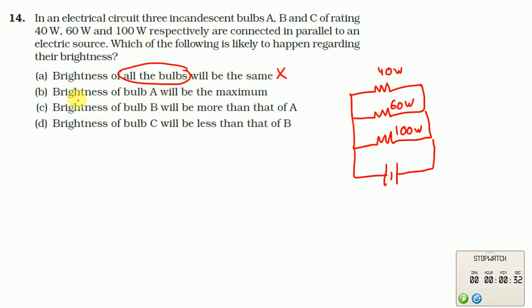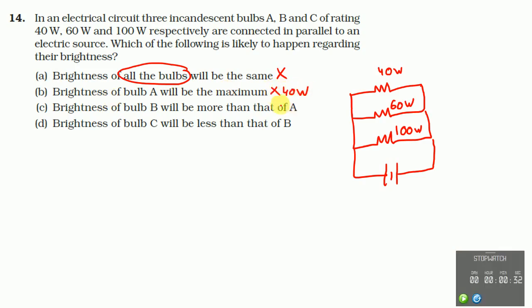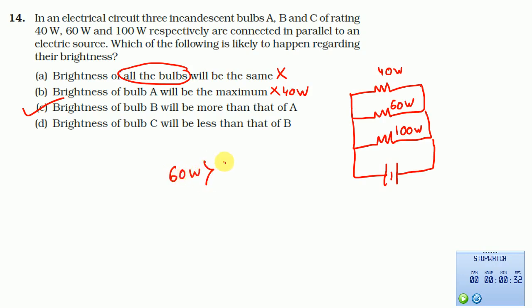Brightness of bulb A will be maximum. No, it is 40 watt. How can it be maximum? Brightness of bulb B will be more than bulb A. It is 60 watt, 40 watt. Yes, possible. But let's check the fourth. Brightness of bulb C will be less than. No, C is 100, can't be less. The correct option is C. A 60 watt bulb will glow brighter than a 40 watt bulb. So option C is correct.